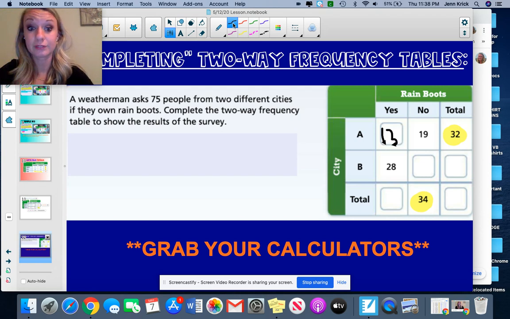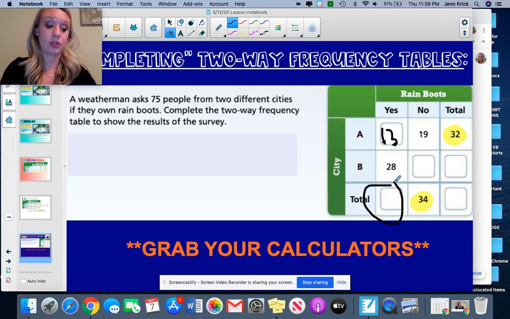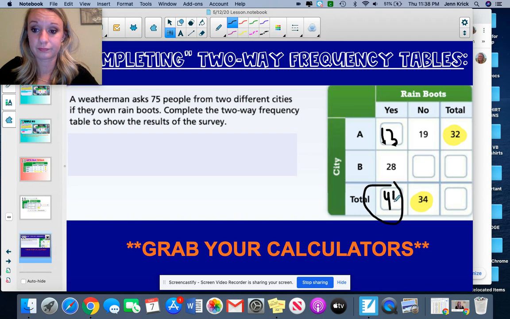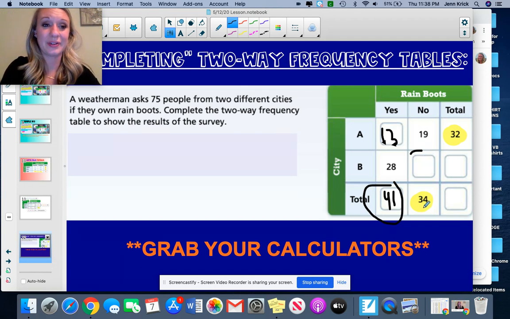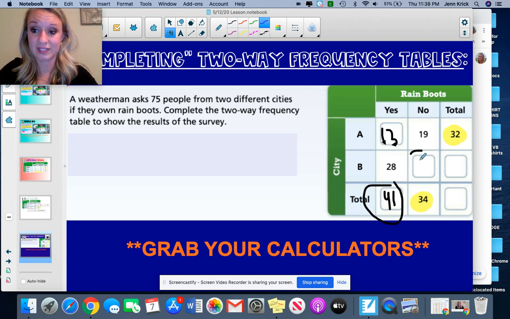Oh my gosh. Okay, so now that I know that this number is 13, I can add these going down to find this total here. So I'm going to do 13 plus 28, and that gives me 41. I can also find this box here because 19 plus what number gets me to 34 going down? Okay, well, I know quick math, 34 minus 19 is going to give me 15.